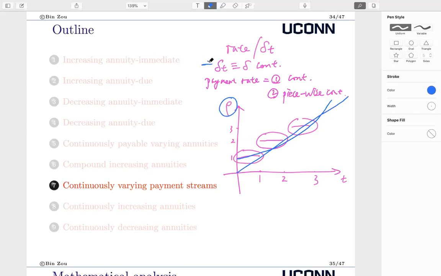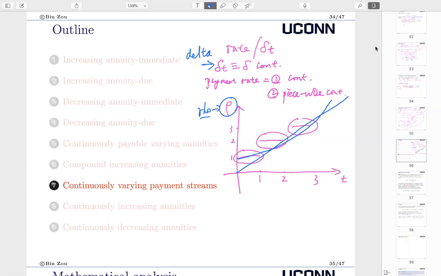Another thing is the force of interest, delta t, is no longer a constant. Now it becomes a function of time t. So as time changes, the rate will change as well when it comes to discounting. In this section, we deal with quite general cases. We don't make a lot of assumptions on rho and delta. This is rho, R-H-O. This is delta, D-E-L-T-A, delta, like Delta Airlines.